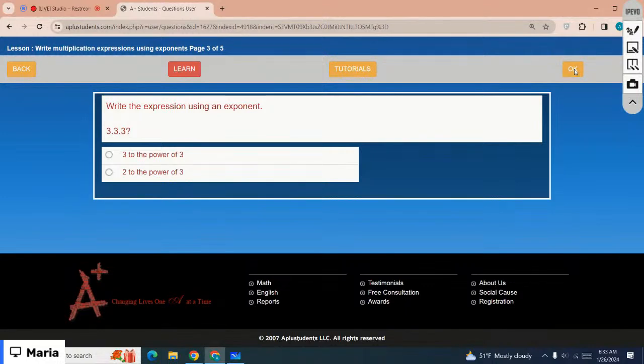Okay, write the expression using an exponent now. How? Now this one you can write it as 3 exponent 3, because here 3 is multiplying 3 times. Got it? Very good. That would be 3 to the power of 3.